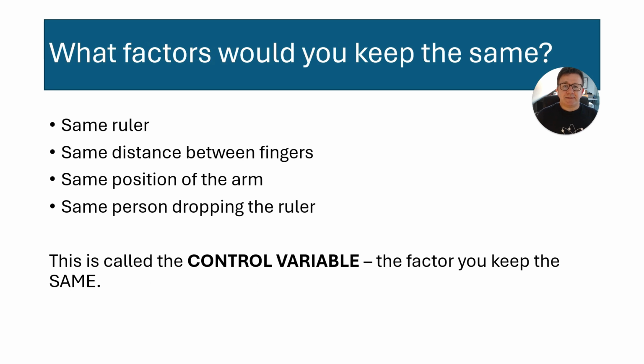So then they might say, well, how would you control certain variables? Same position of the arm, the same distance between your fingers, okay, same person dropping the ruler, all on my video, and I would watch that because it wasn't on last year.